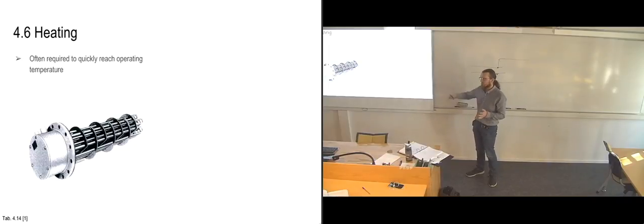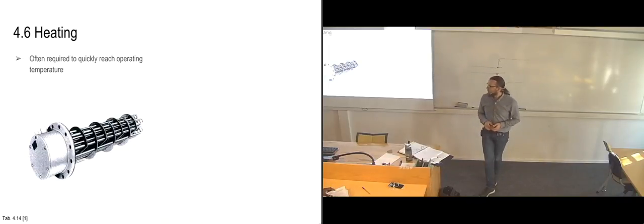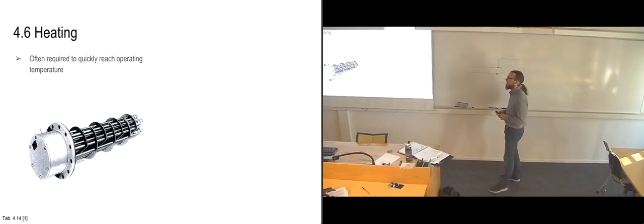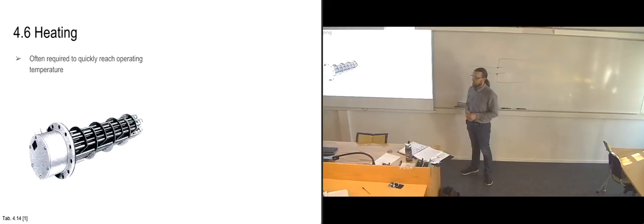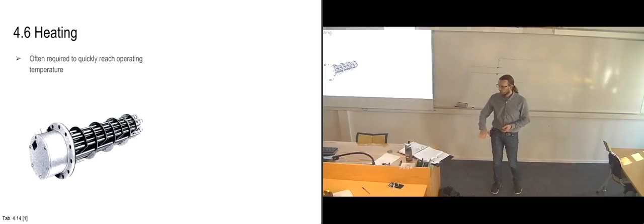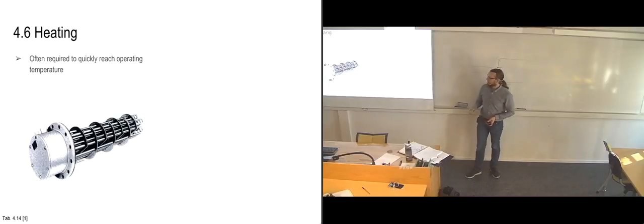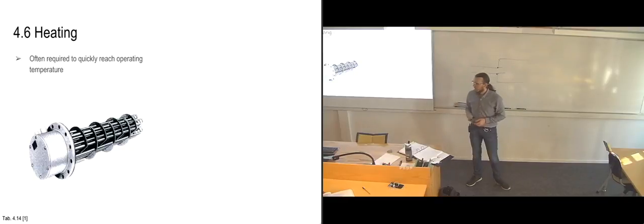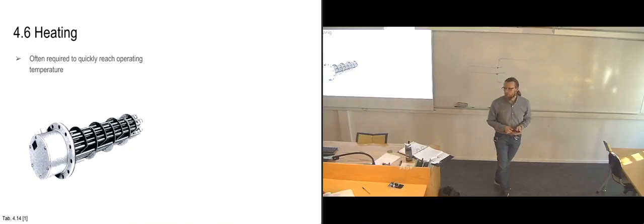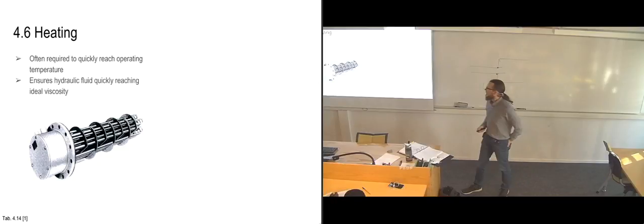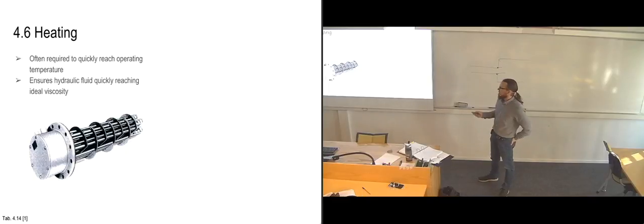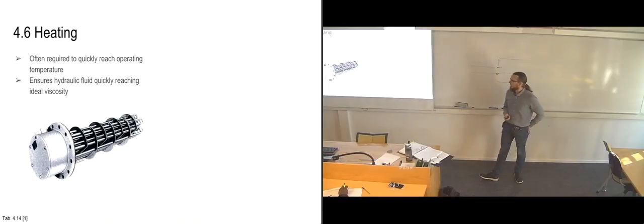if we have quite a high operating temperature, for example, an operating temperature of 100 degrees Celsius and we are cooling it going back to the tank in order to keep the tank below 60 degrees Celsius, then we might actually need to, at least when we are starting up from room temperature, use a high efficiency heater just to begin with, so that we can get the hydraulic fluid up to the correct temperature. So it's in order to ensure that we reach the ideal viscosity.